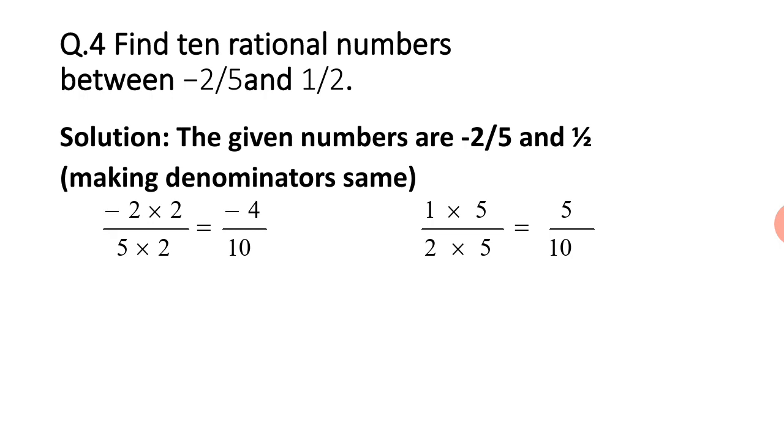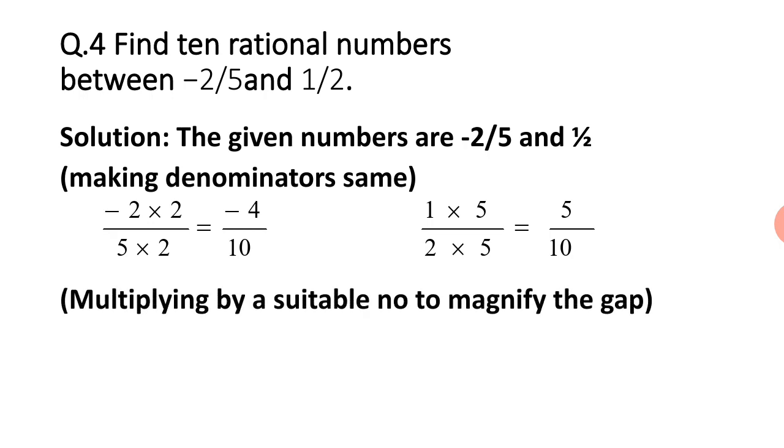Sometimes it may be possible to get the prescribed number between the given numbers. We'll start from -4 and we will reach 5. So after -4 it will be -3 by 10, -2 by 10, -1 by 10, 0 by 10, 1 by 10, 2 by 10, 3 by 10 and 4 by 10. But children, when you count them, you will see they are only 8 in number. But we want 10 rational numbers between them.